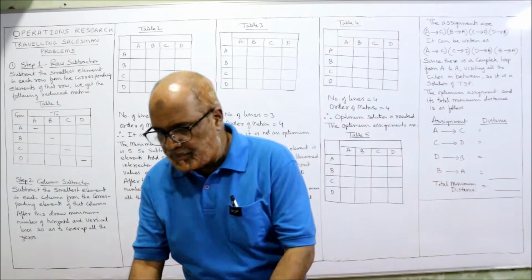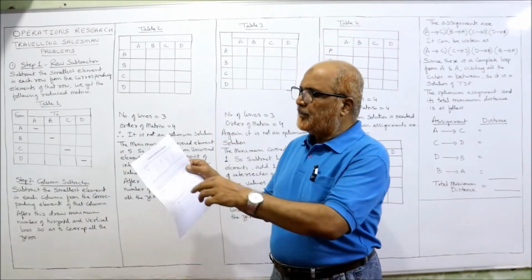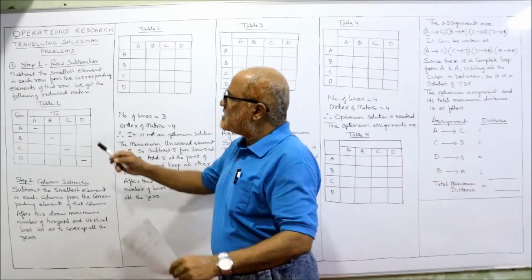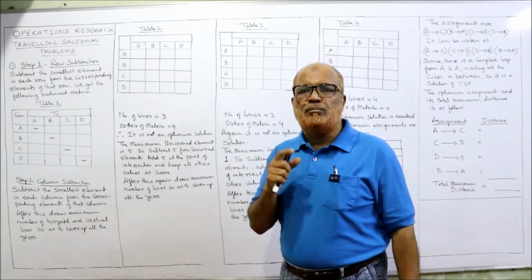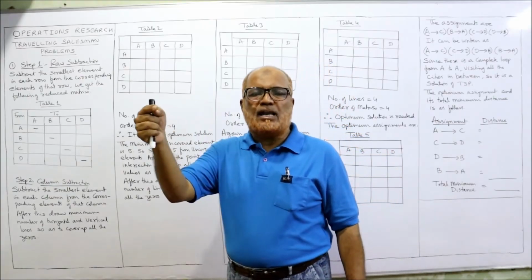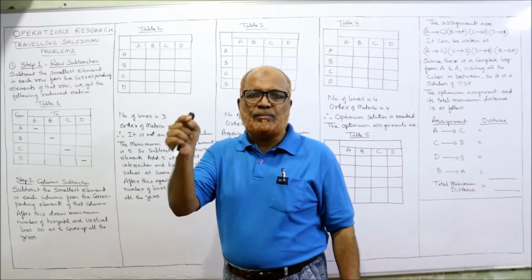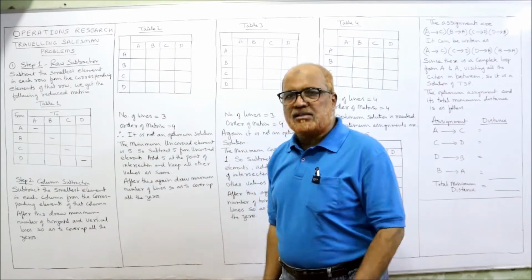So first step as usual. So values are given in the problem. First step is row subtraction. Same steps what we have done in assignment problem. Row subtraction: subtract the smallest element in each row from the corresponding element of that row. We get the reduced matrix as follows.